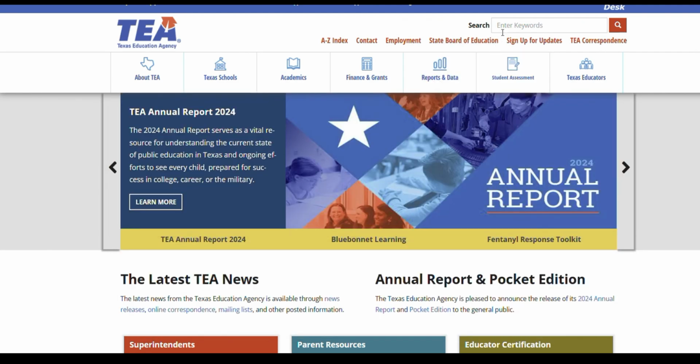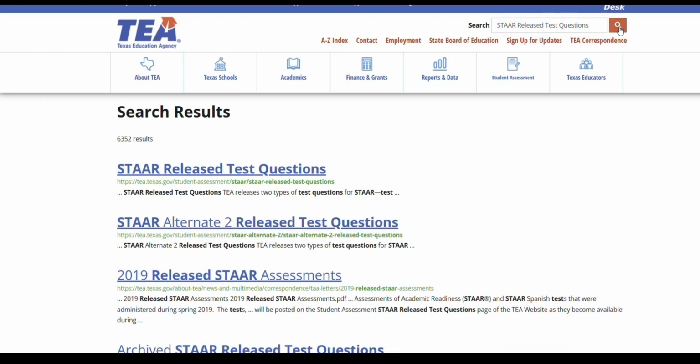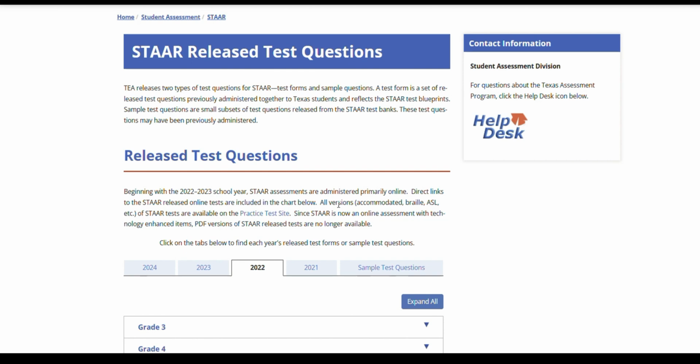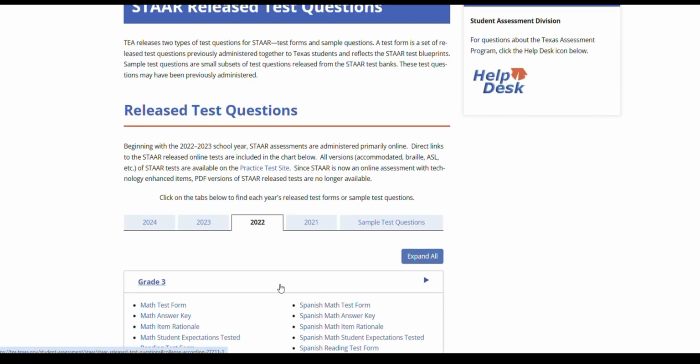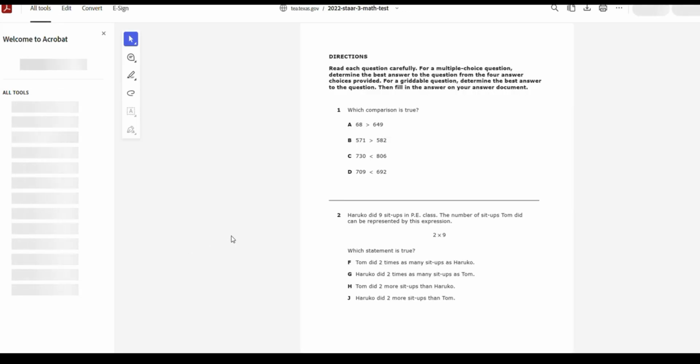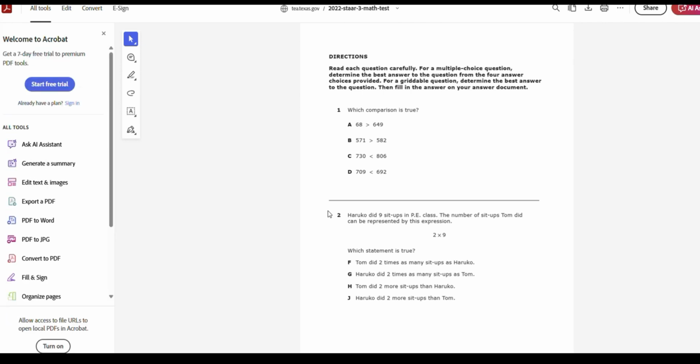Once we're on the Texas Education Agency website, we'll search for STAAR release test questions. We'll then select the 2022 tab and from there, choose the grade level, 3rd, 4th, and so on, to locate the math test form. We now have access to the 2022 math test questions. Let's solve them one by one.